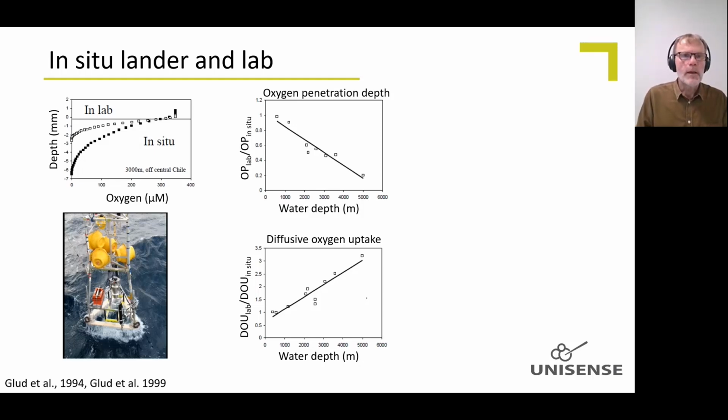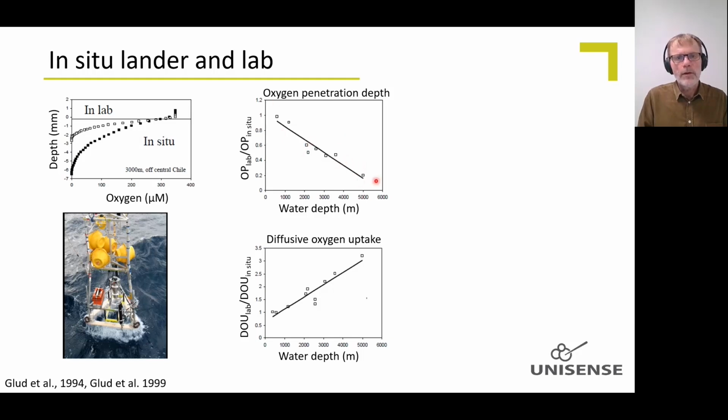Here's an example of some sediments from the coast of Chile. An example of 3,000 meters water depth where there's an oxygen profile from the lab and measured in situ. And that's quite a difference in oxygen penetration. They did this more systematically by comparing this difference and aligning it with water depth. You see the deeper the waters, the bigger a mistake you make.